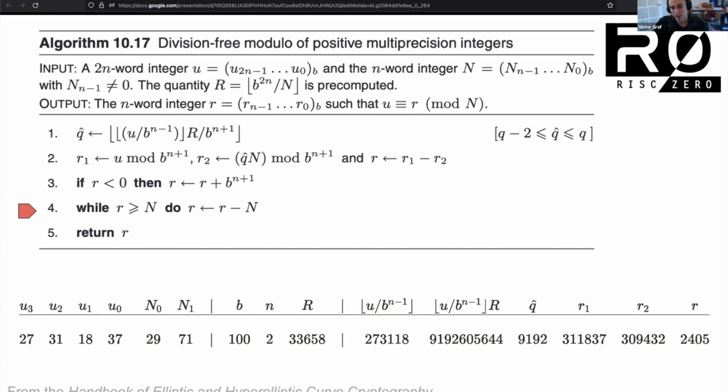The probability that the mostly reduced result will be below the modulus is about 90%. There's about a 9% chance that it'll be one multiple of the modulus above the modulus. So basically, you do a 9% chance of one subtraction, and there's only a 1% chance of doing two subtractions. So most of the time, the mostly reduced form is actually going to be fully reduced, as is the case here. And so we return this R value. This is a two-word integer, 2405.